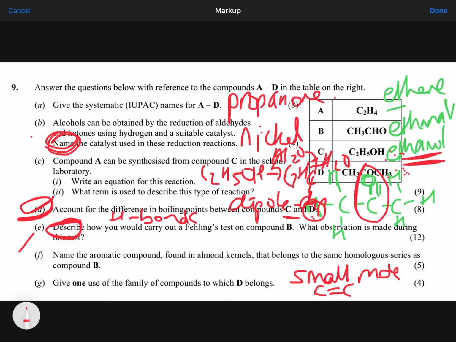Now, E, describe how you would carry out the Fehling's test. Now, we had this before. Remember that you would have to say that you mix equal volumes of Fehling's A and Fehling's B. Say that. Then you would add your compound B, your ethanal, to the test tube containing the Fehling's solution. You must say that you heat it.